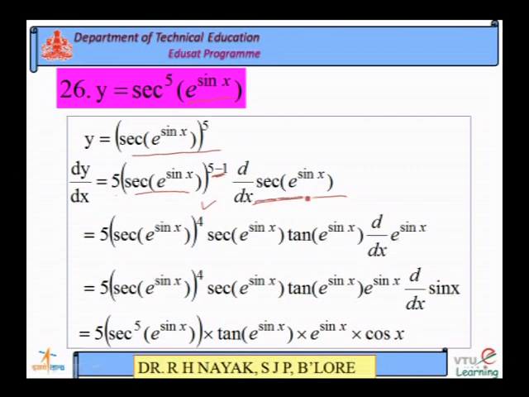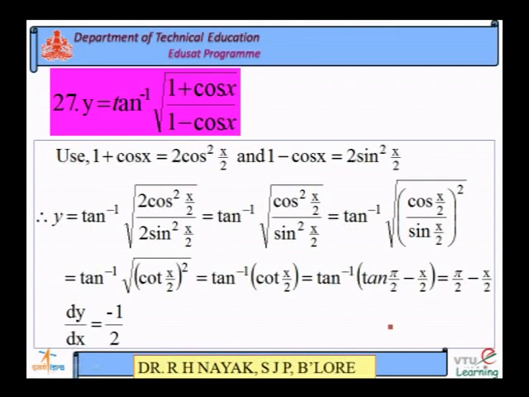You just concentrate on this secant function, differentiation of secant x is secant x into tan x. Therefore, it is secant of function into tan of function into d by dx of function. What is function? E to the power of sin x. Then we concentrate on this, other things are same, we have to concentrate only on this e to the power of function. E to the power of function is e to the power of function into d by dx of function. Finally, function sin x is differentiated, that is cos x, the other things are taken as it is.